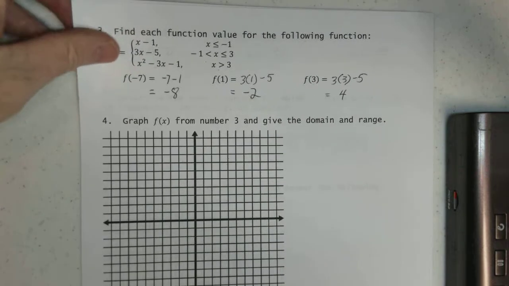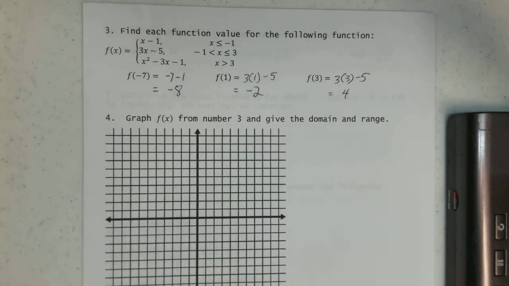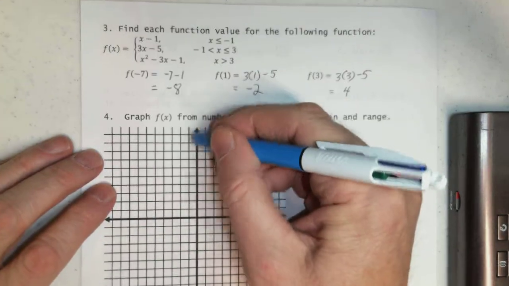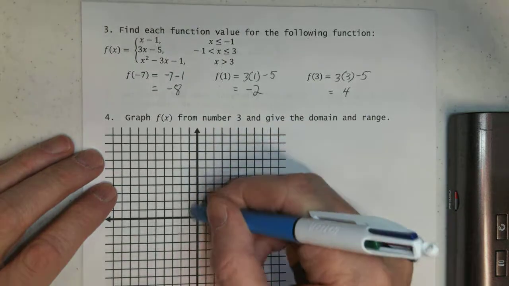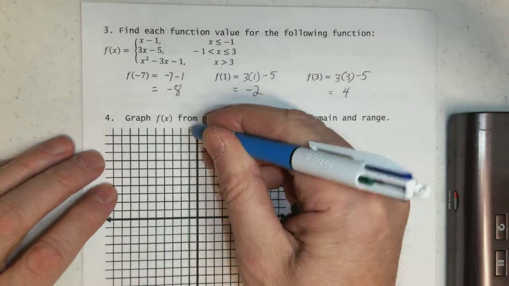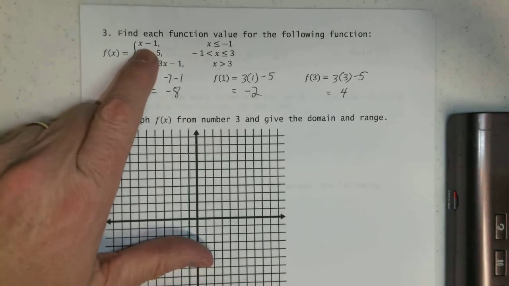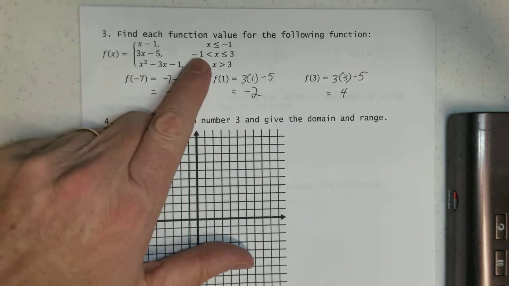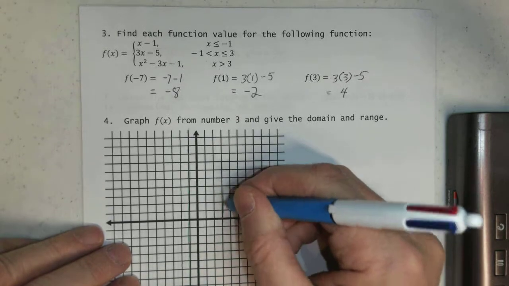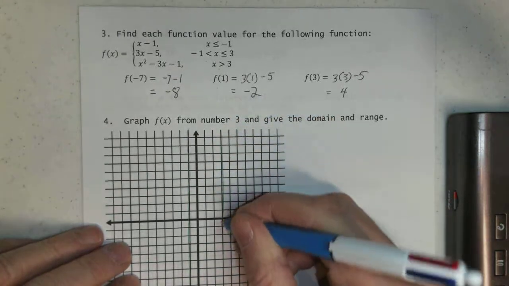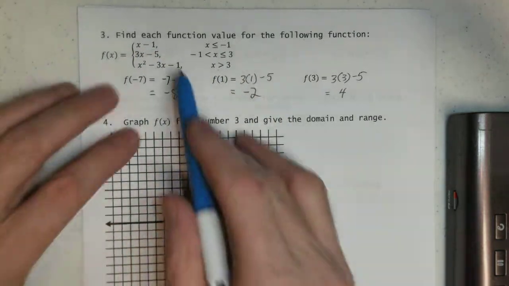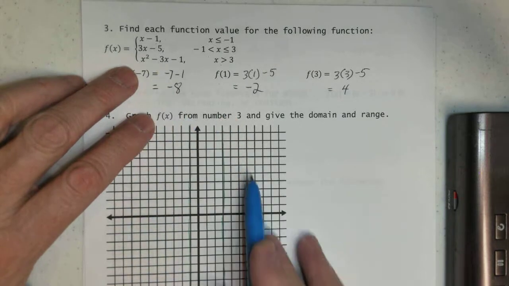Now, we are to graph this. I'm going to draw vertical lines. I'm going to draw one at negative 1. This is kind of a dividing part of my piecewise function. Negative 1 to 3. 1, 2, 3 is right here. So here's another division part. We're going to use this function on this side. We're going to use this function in between here, and we're going to use this function on this side.